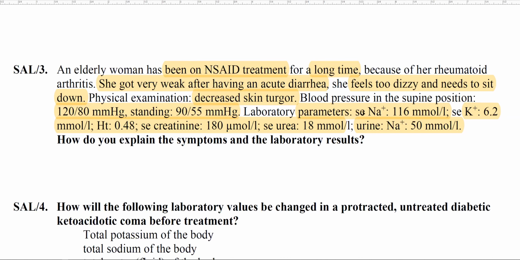Hyponatremic hypovolemia. Okay. And kidney problem, because the creatinine increased and the urea increased and the kidney is losing sodium. So it means that the kidney cannot retain the sodium, all right? So that could be the problem that caused the hypovolemia with hyponatremia. Now let's see what is the function of the prostaglandins to maintain the normal kidney function.